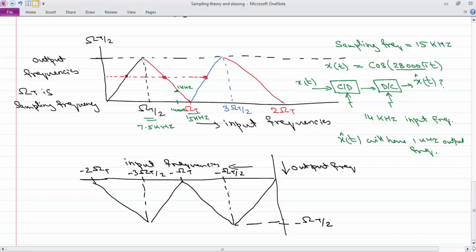And similarly, if you are given any other input frequency, you can just use this plot to figure out what your output frequency will be. This is assuming that you are doing perfect sampling and perfect reconstruction with the ideal reconstruction filter, and that the sampling time is the same in both cases.